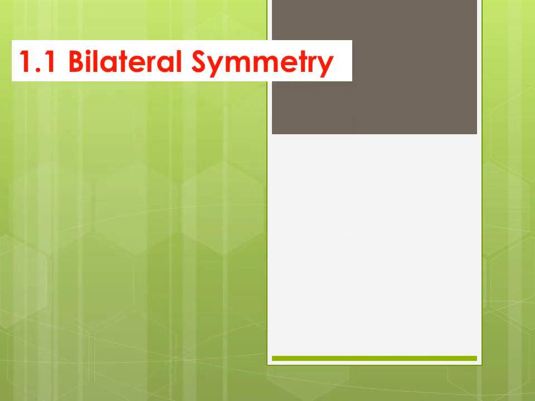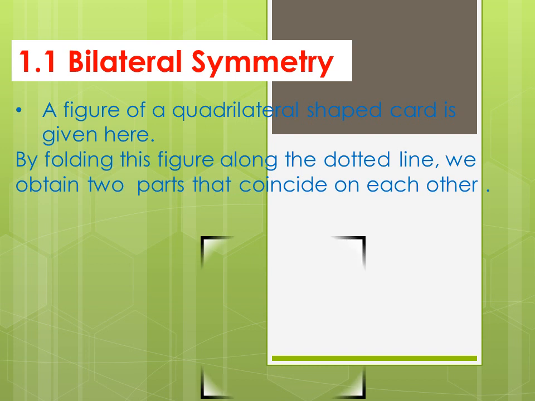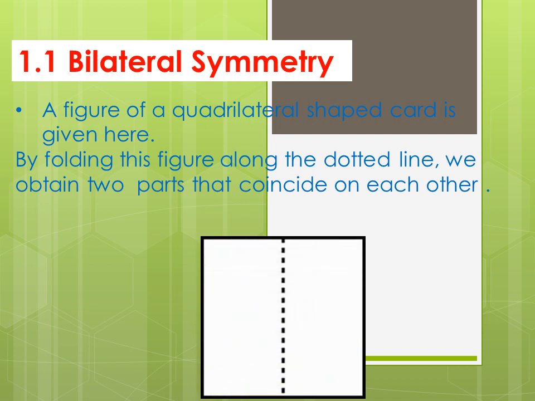So guys, 1.1 is known as bilateral symmetry. I think that you have learned this at school. So bilateral symmetry: a figure of a quadrilateral shaped card is given here. By folding this figure along the dotted line, we obtain two parts that coincide on each other. So if you're talking about bilateral symmetry, if we fold something and the two parts coincide, that is known as bilateral symmetry.